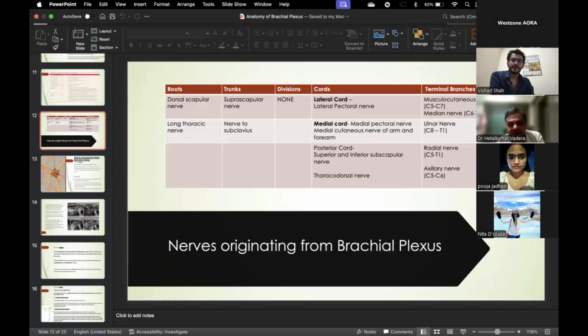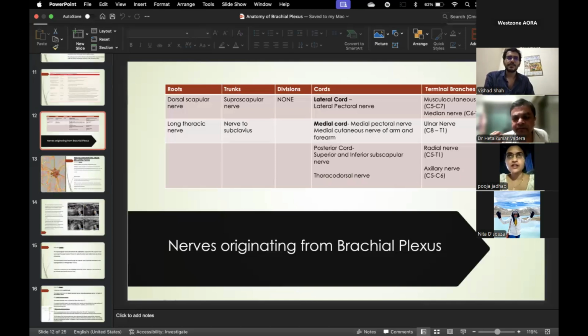When you are giving the block with PNS, in the pericoracoid approach, what are the landmarks? Actually, you have to palpate the coracoid process. You have to go 2 centimeter medial and 2 centimeter caudal. You insert the needle, feel the clicks of the prepectoral fascia and interpectoral fascia. Then you will initially get the lateral cord response. What is the lateral cord response?